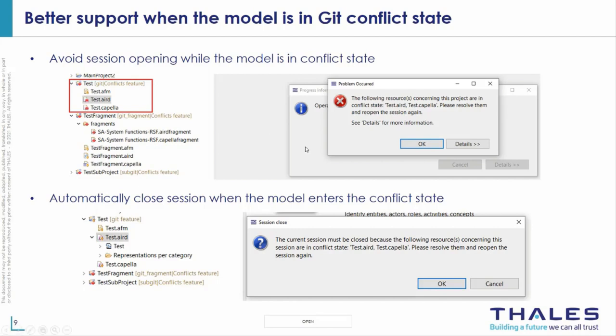To avoid this kind of situation, now in Capella, you cannot open a session if Capella detects that your model is in a conflict state. And if you open your model, a pop-up is going to show up to ask you to close your session to avoid any further problem. This enhancement really makes working with Git a lot easier than before.